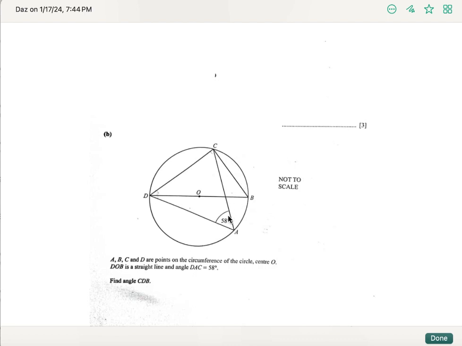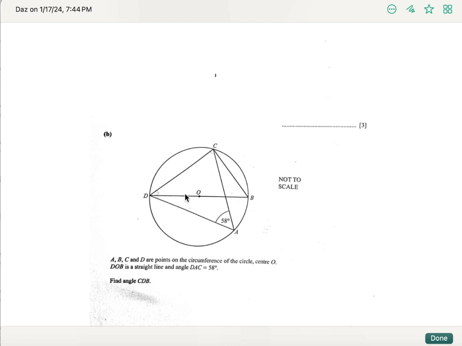Any angle on the circumference, this is an angle on the circumference, this is also an angle on the circumference, and they are both standing on this arc, or you can say both standing on this segment, so they are equal. So here is 58. Here is likewise 58.